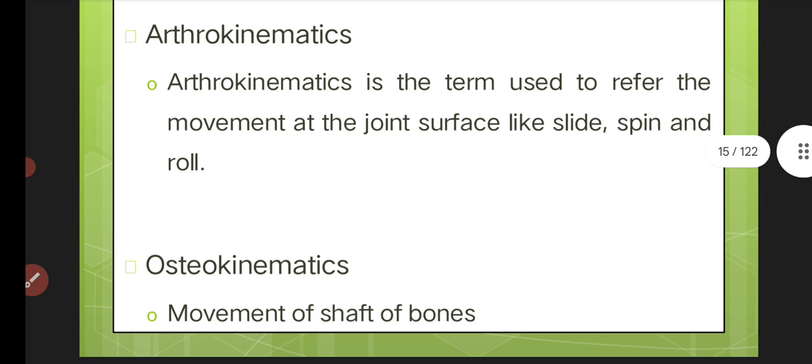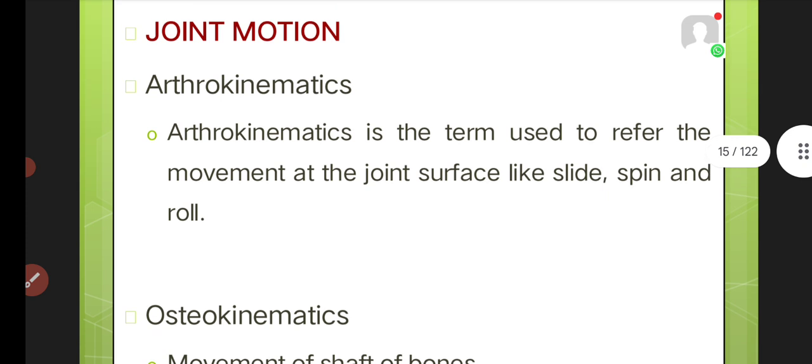Osteokinematic joint motion is the movement of the shaft of the bone, the normal range of motion. In shoulder joint, the normal range of motion is shoulder flexion, extension, abduction, adduction, internal rotation, and external rotation. These types of movement are the movement of the shaft of the bone. So this is called the osteokinematic joint motion. And the next one is the arthrokinematic joint motion, which occurs within the joint, at the joint surfaces, like sliding, spinning, or rolling. Suppose in flexion, the joint slides and spins.